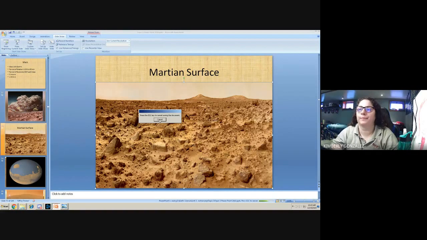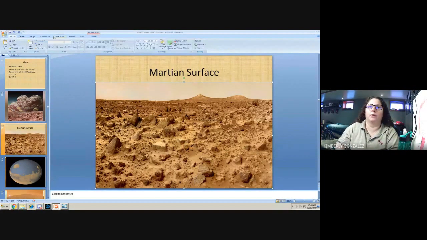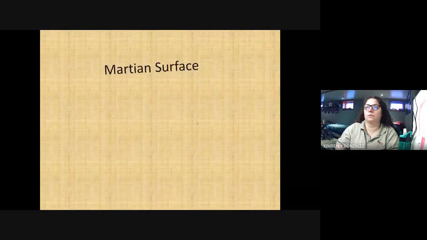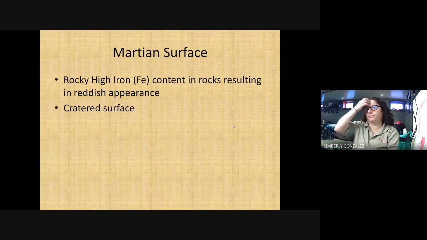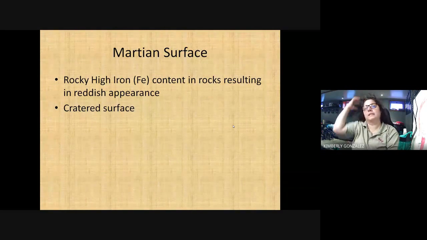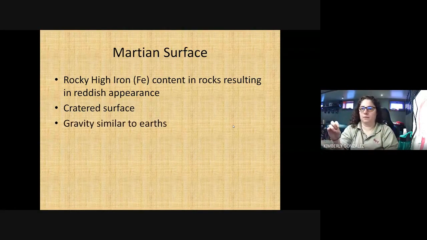Okay, so it's got this rocky surface. It's cratered. So what does that tell me about the atmosphere, guys? It doesn't have an atmosphere. It does have an atmosphere. It's just going to be much less than Earth, right?